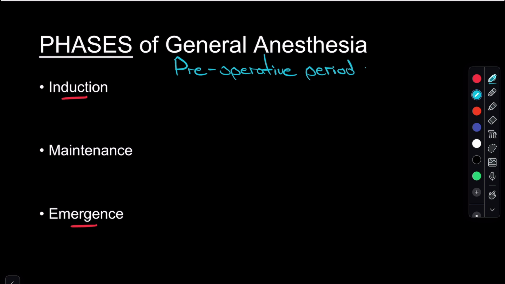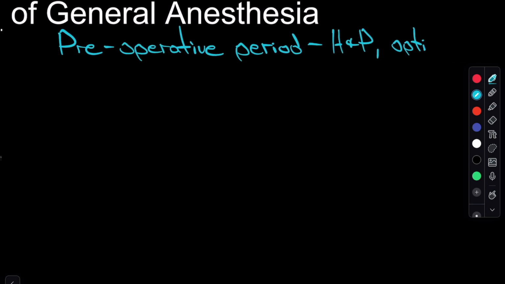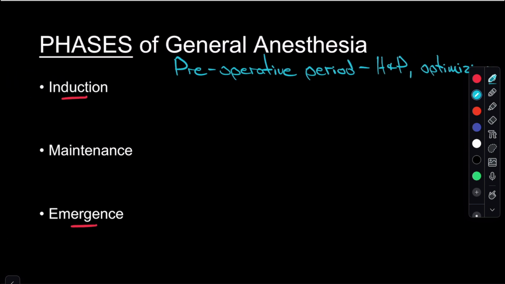During the preoperative period, a few tasks that would occur during this time would be taking a history and physical, optimizing the patient for their surgery, or determining if they were optimized in a way that they could complete their surgery, obtaining IV access, and then providing any anxiolytic agents that would be needed.